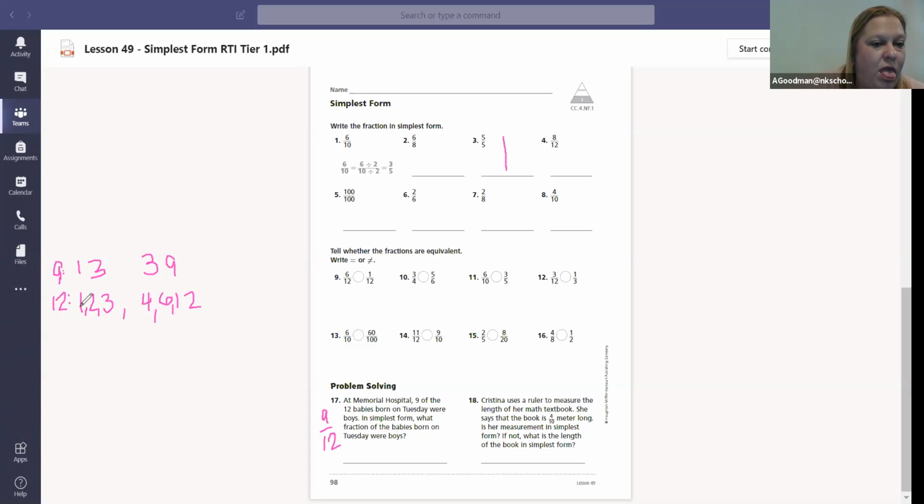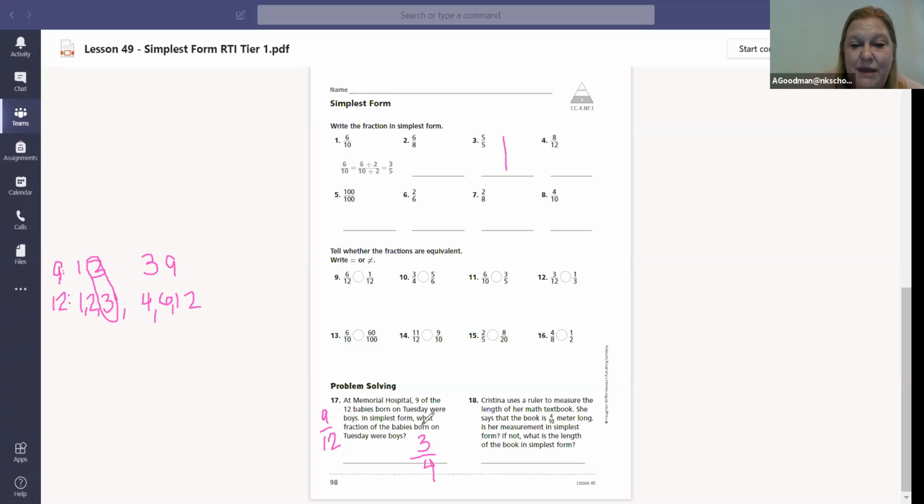They both have a 1. We don't want to do that. They don't both have a 2. They both have a 3. Is that the highest one? Yes. So we are going to divide that fraction top and bottom by 3. So 9 divided by 3 is 3. 12 divided by 3 is 4. So 3/4 in simplest form.